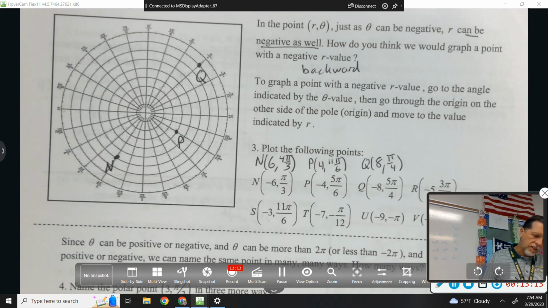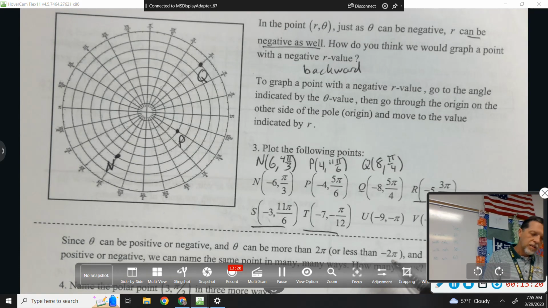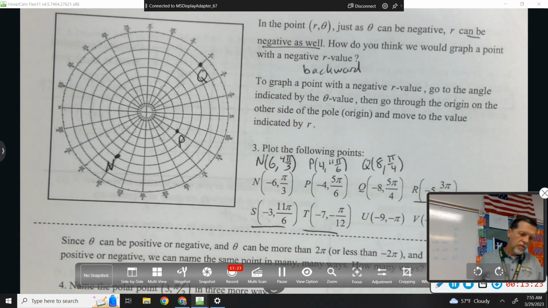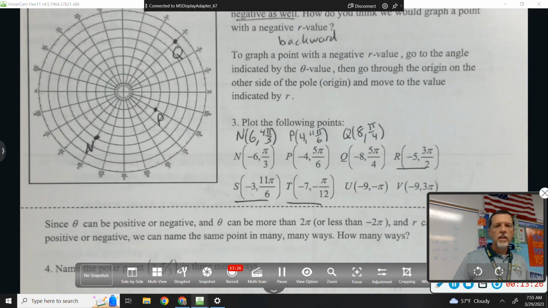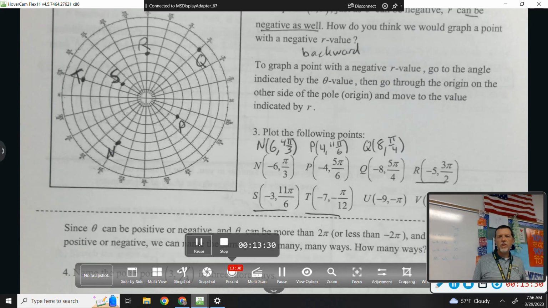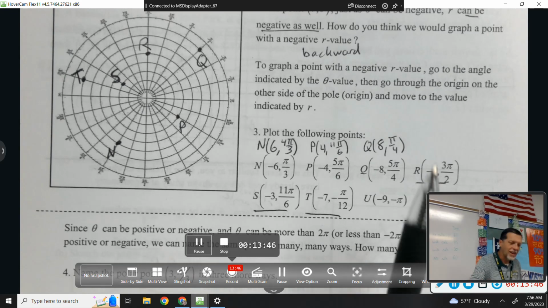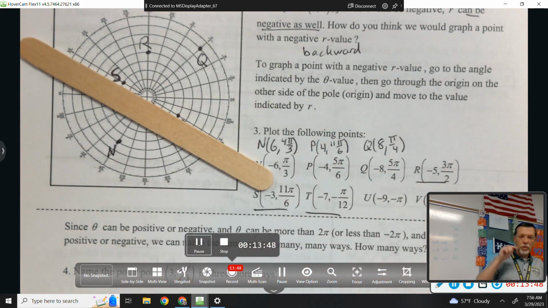How many more of these do we need to do, I guess? Why don't you do R, S, and T? Try R, S, and T. So there's R, S, and T. Okay with those? The backwards ones, the double negative thing is what will get some people. You just got to be slow, be careful. Again, use the helper stick if you need it, or an ID.